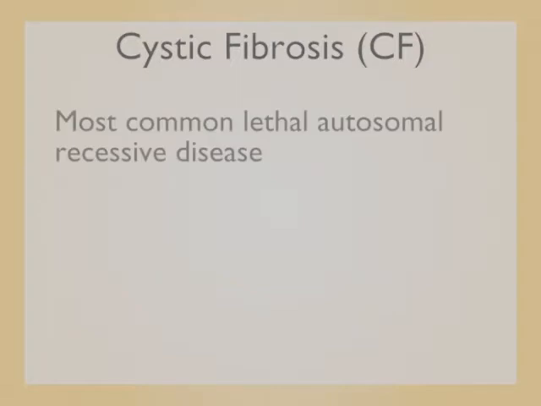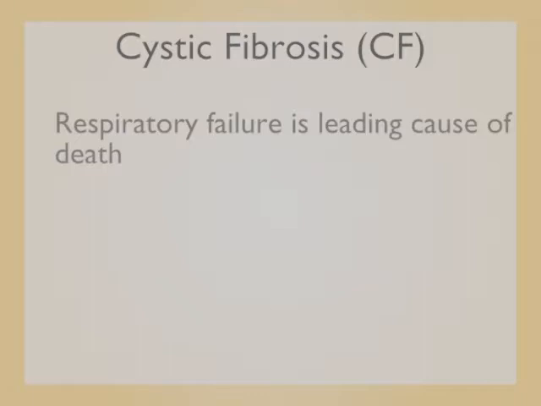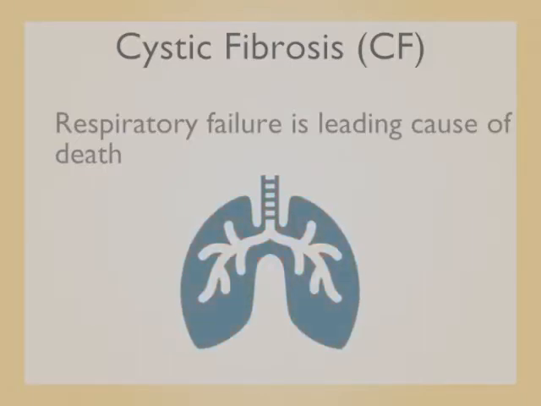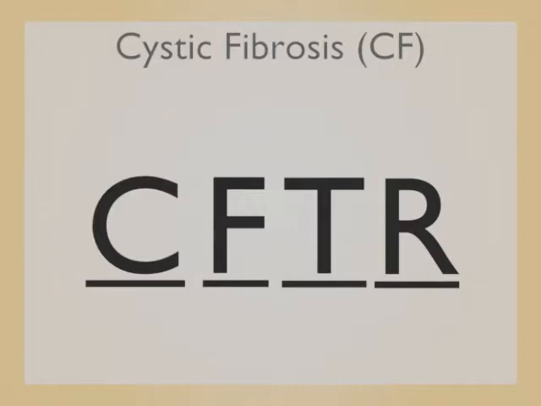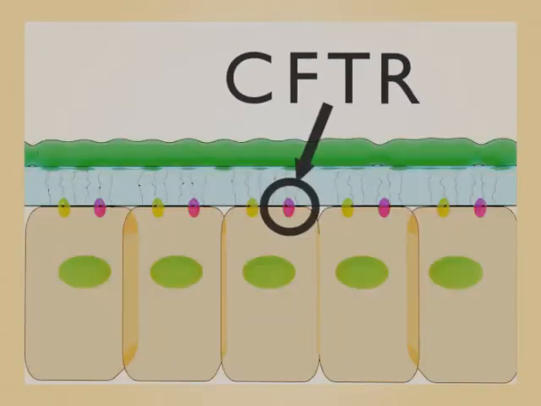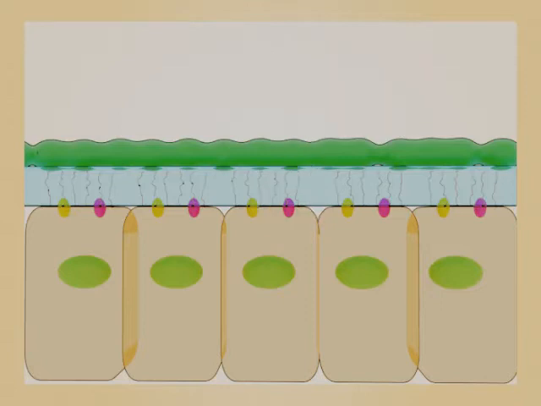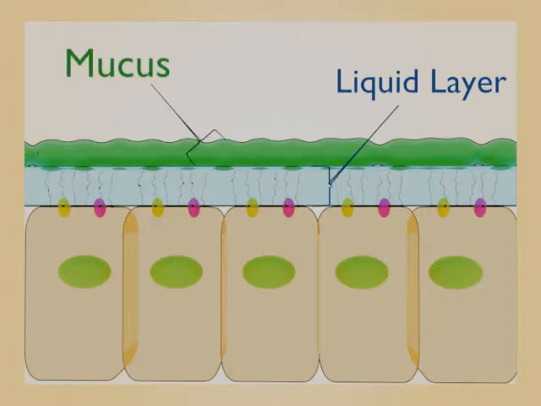Cystic fibrosis, or CF, is the most common lethal autosomal recessive disease, amongst which the most common cause of mortality is respiratory failure. CF is caused by mutations to the gene that codes for the cystic fibrosis transmembrane conductance regulator, or CFTR. The CFTR is an ion channel that sits at the surface of epithelial cells, like those found in the lungs. These channels maintain a liquid layer above the cells that provides a barrier between the cells and mucus.